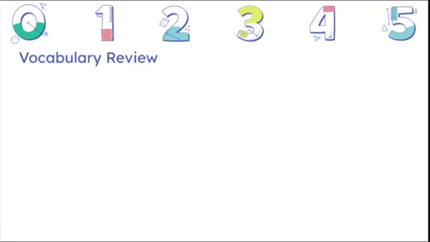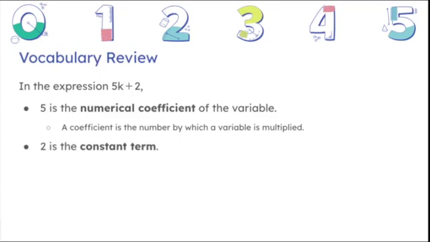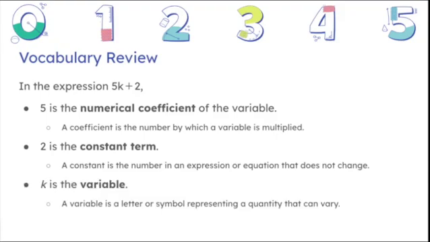First, let's review some vocabulary. In the expression 5k plus 2, 5 is the numerical coefficient of the variable. A coefficient is the number by which a variable is multiplied. 2 is the constant term. A constant is the number in an expression or equation that does not change. And k is the variable. A variable is a letter or symbol representing a quantity that can vary.